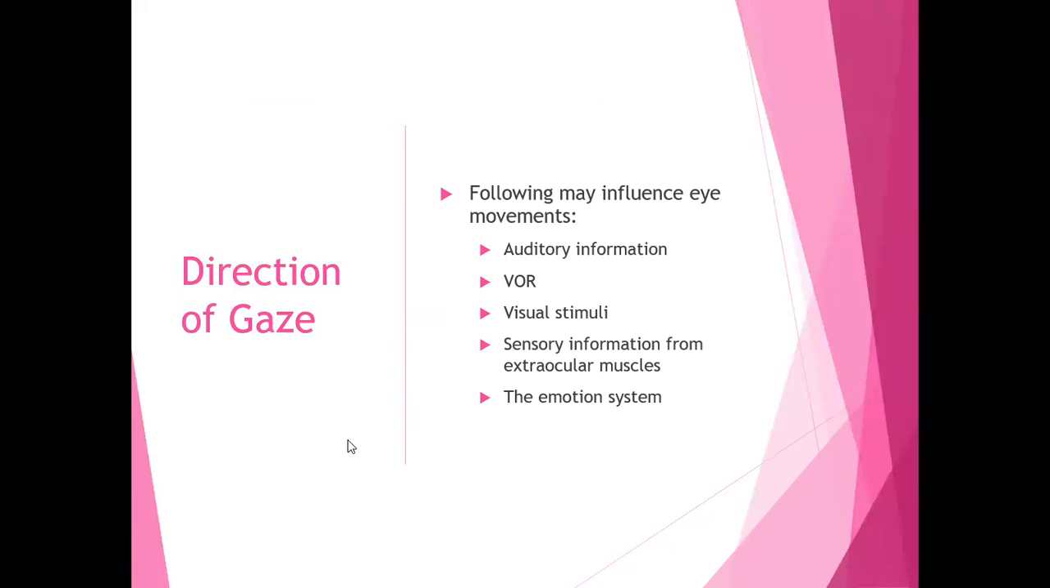Lots of things can influence the direction of gaze and eye movements. Auditory information: you hear something, it stimulates you looking over there. Your vestibular ocular reflex can influence eye movements. Visual stimuli: see something and your eyes will move towards it. Sensory information from extraocular muscles and the emotional system can influence eye movements.